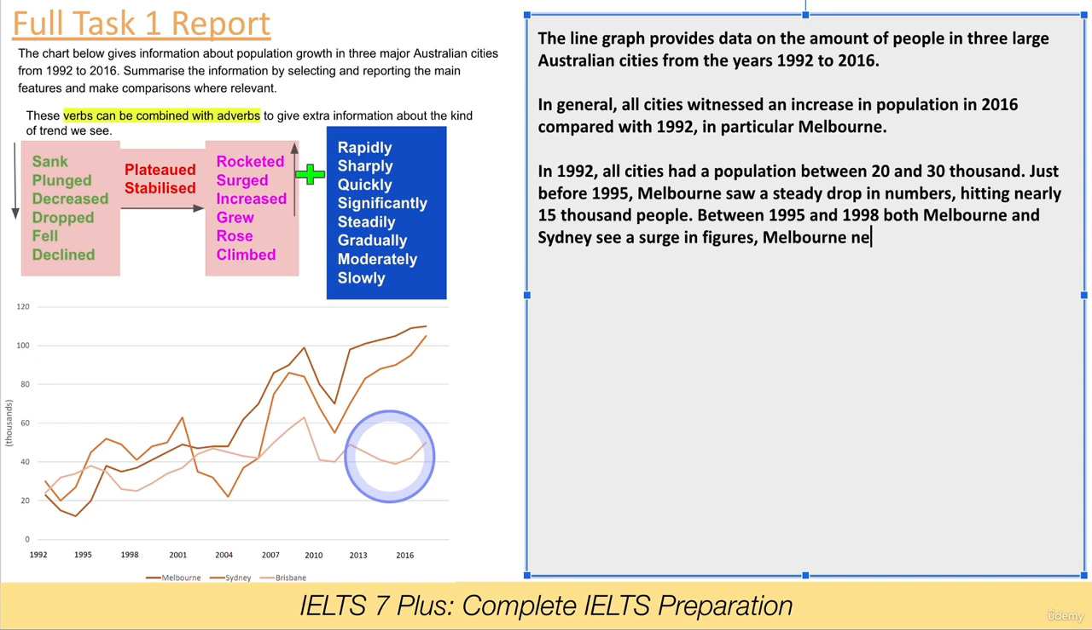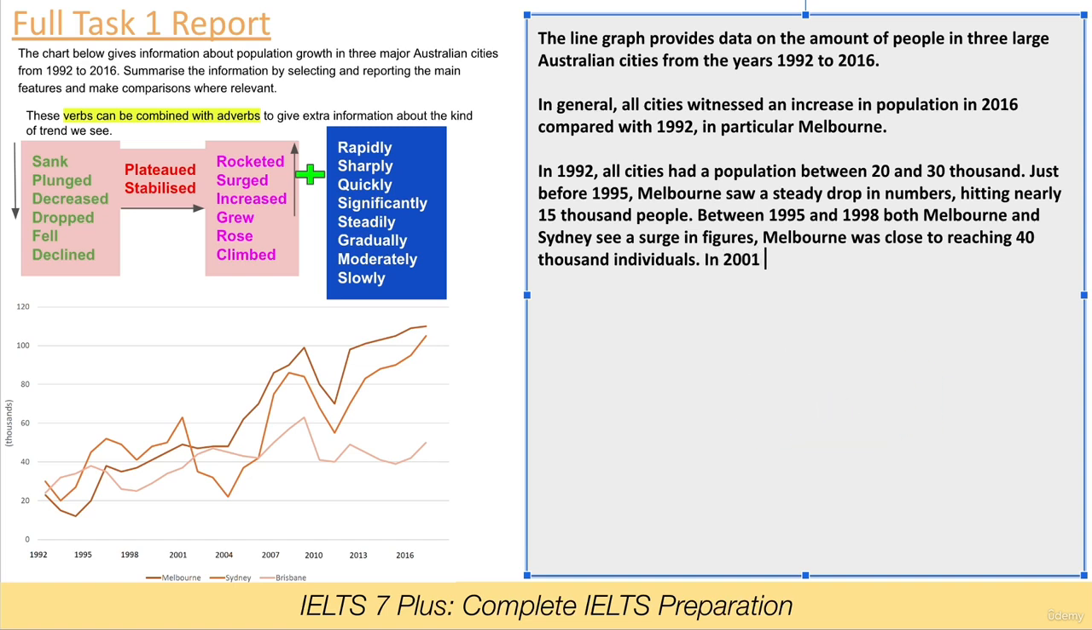Melbourne was close to reaching 40,000 individuals. Okay, let's go into 2001. Brisbane is seeing a rise there, and Sydney is having its largest spike there.